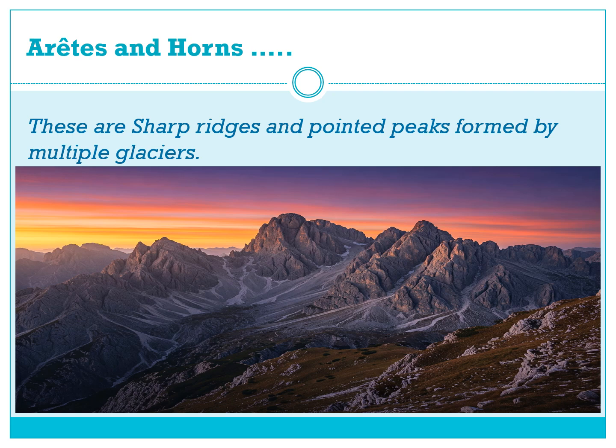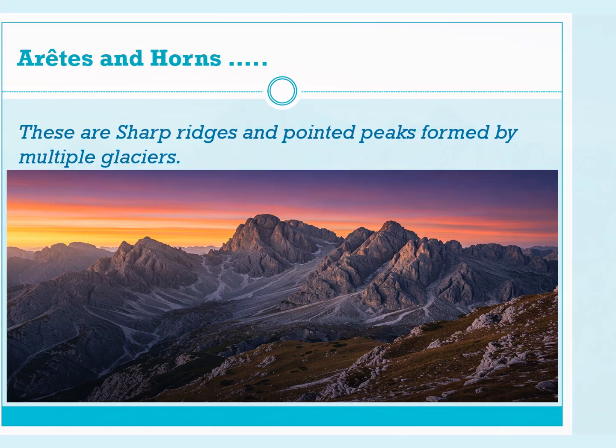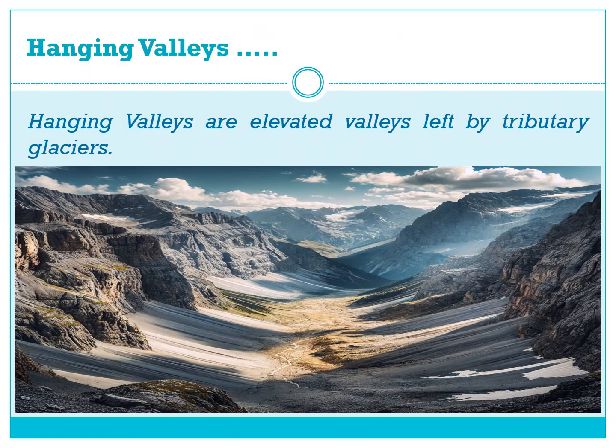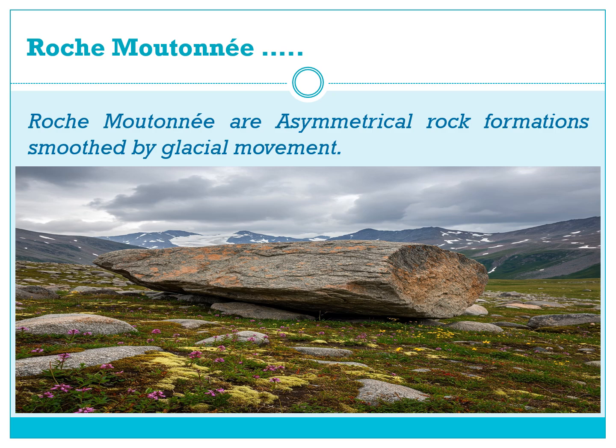Arêtes and horns. The following picture depicts arêtes and horns. These are sharp ridges and pointed peaks formed by multiple glaciers. U-shaped valleys. U-shaped valleys are carved by glaciers. These are in contrast with V-shaped river valleys, as shown in the following picture. Hanging valleys. Hanging valleys are elevated valleys left by tributary glaciers. Roches moutonnées. Roches moutonnées are asymmetrical rock formations smoothed by glacial movement, as depicted in the following picture.